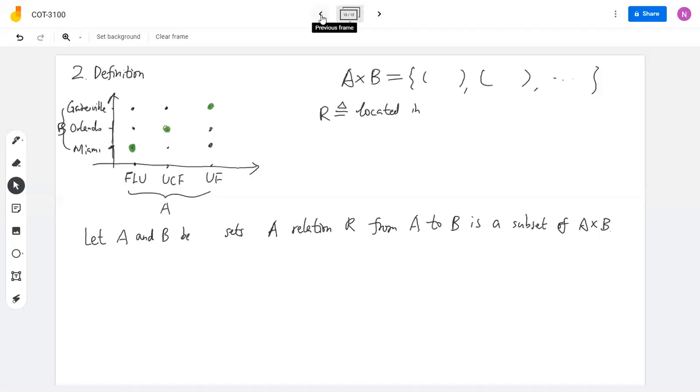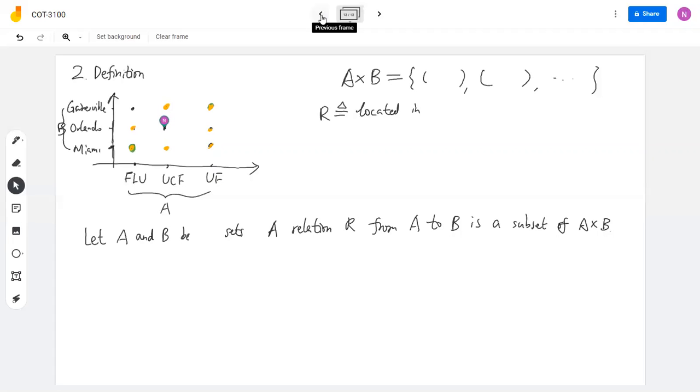For example, if I define my relation as FIU with Miami, FIU also with Orlando, UCF. I don't want UCF to be related to Orlando, but I want UCF to be related to Miami and Gainesville. And maybe I want UF to be related to each of these three. You can basically define any relation at your will.